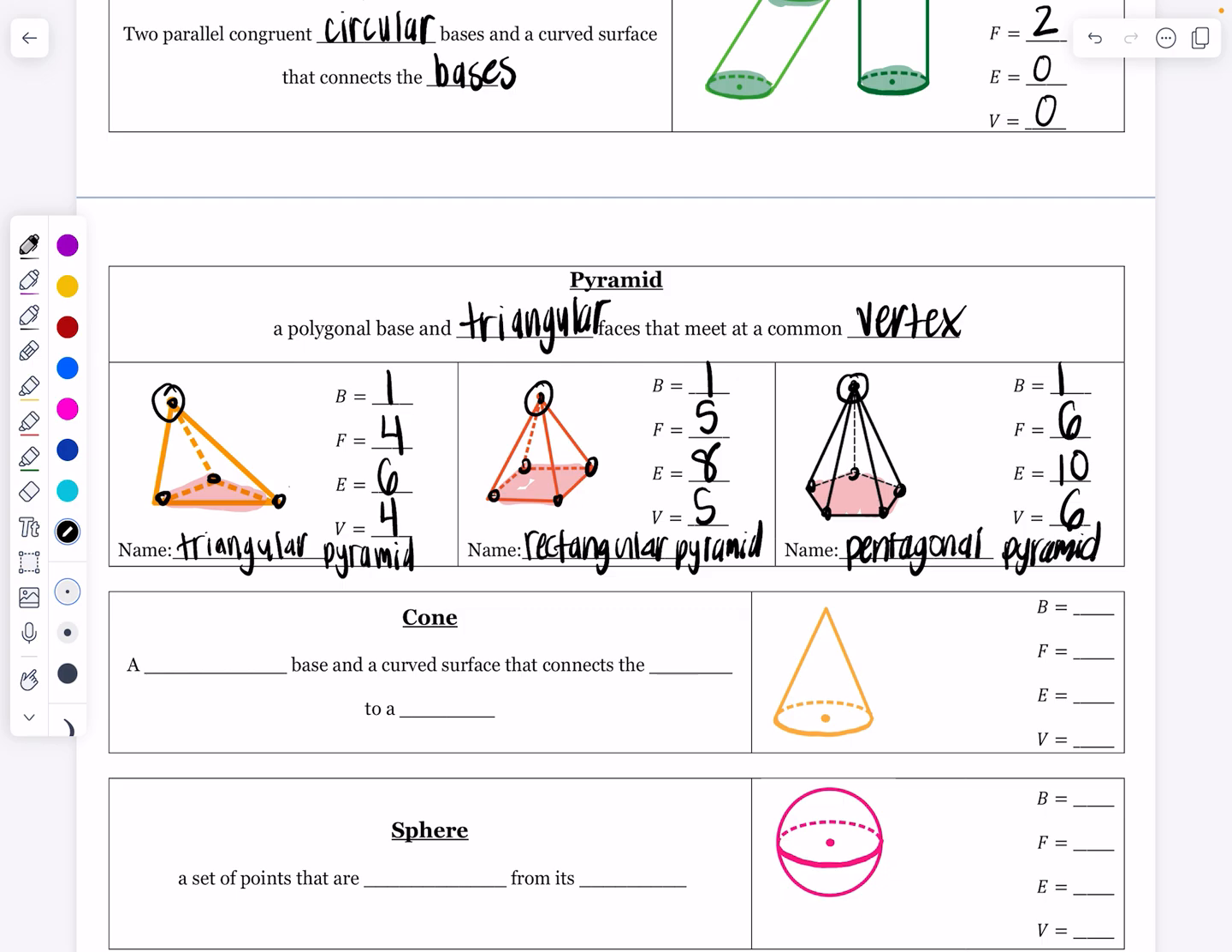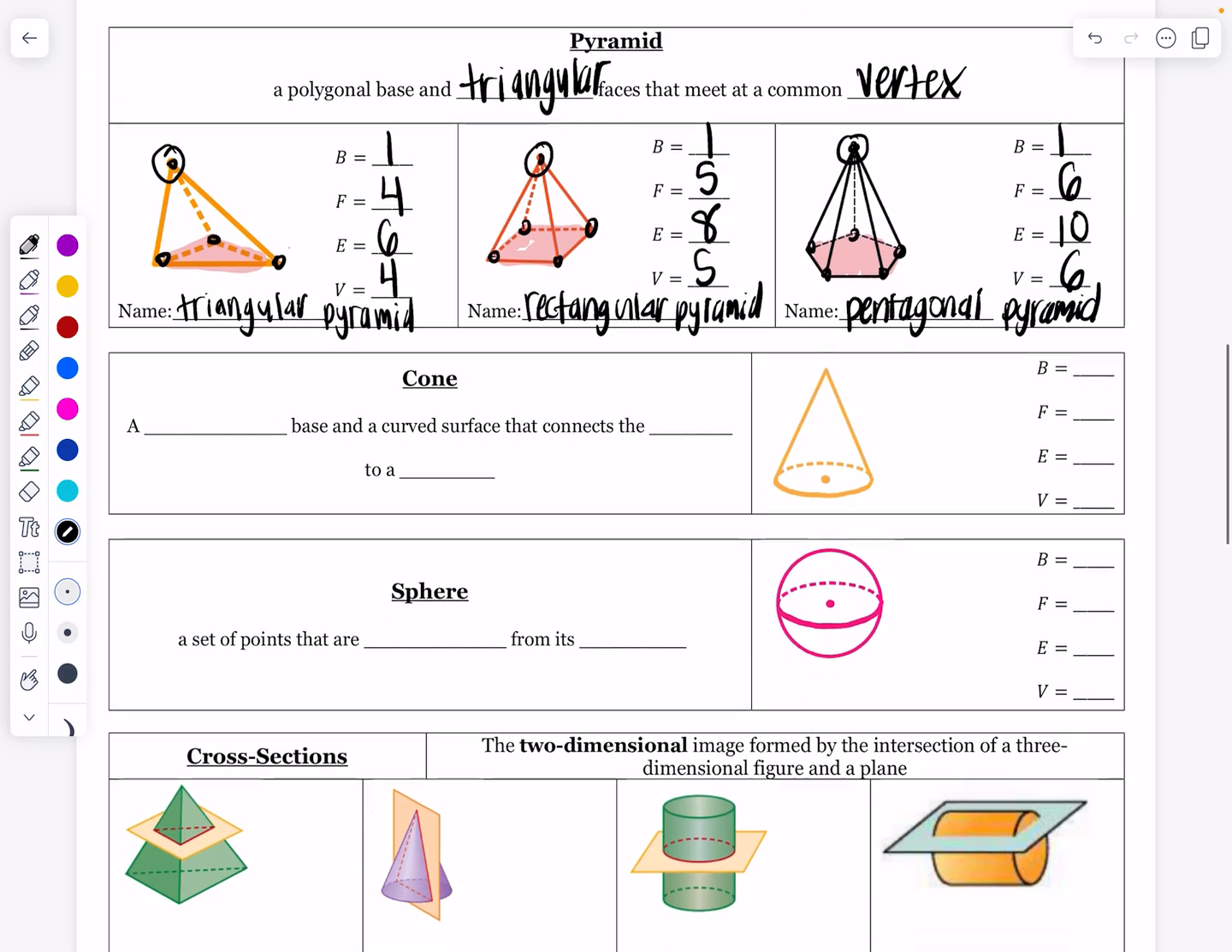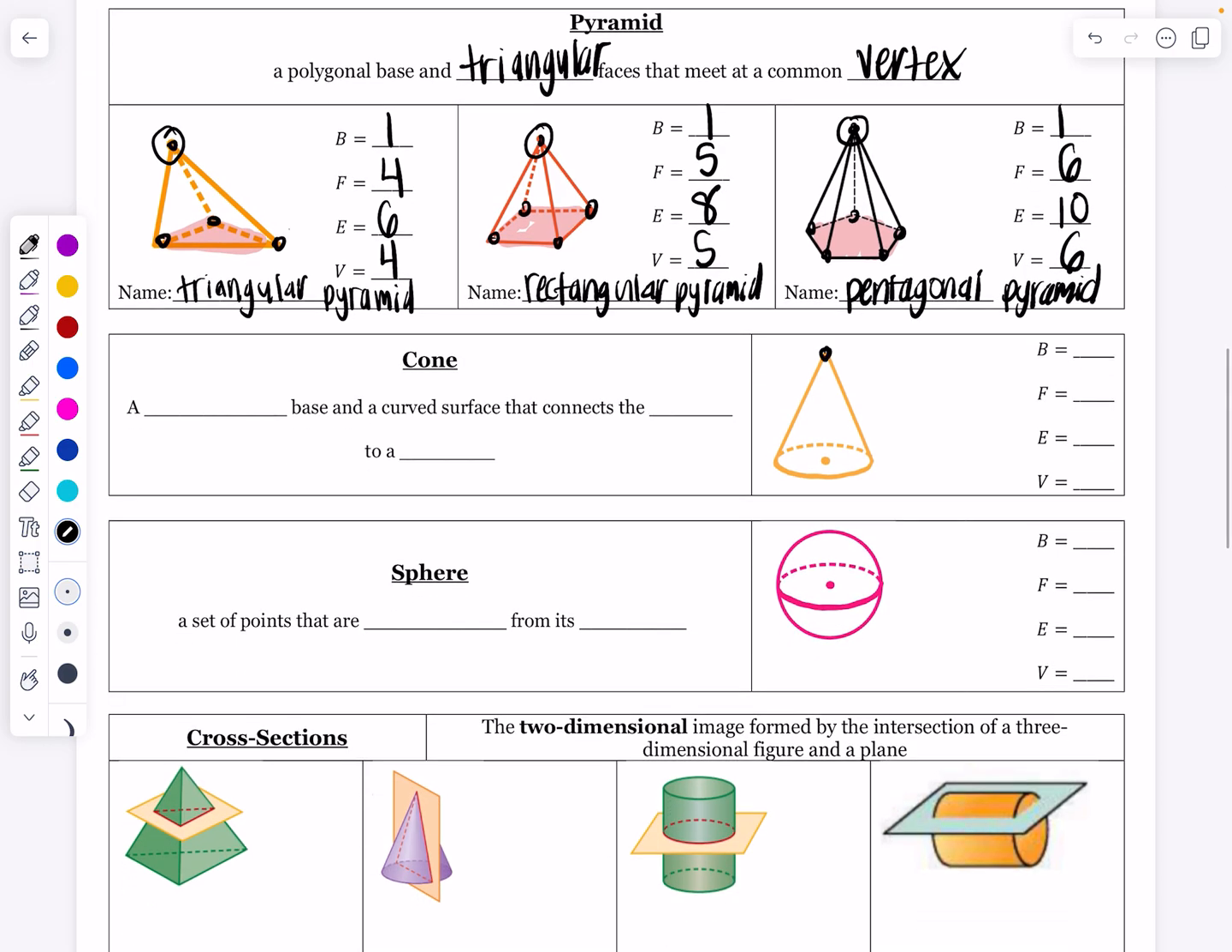Okay. All right, so how is a cone different than a pyramid? It still comes to a point, but it is going to have a circular base. So very similar to a cylinder, it just comes to a point. It's a circular base and a curved surface that connects the base to a vertex. So in a cone, how many bases do you have? Just the one. That is going to be my circular base, so it's just that circle. So there's just one of those.